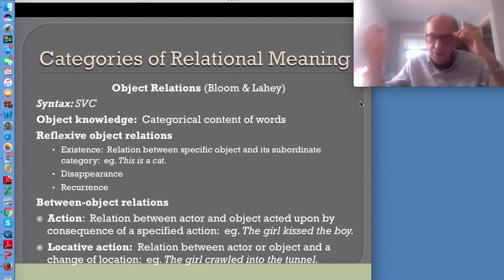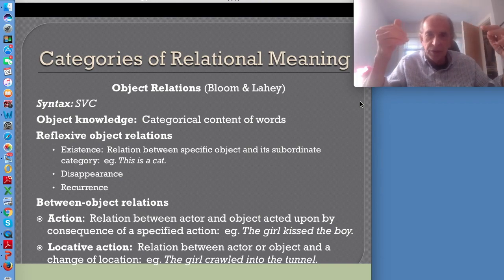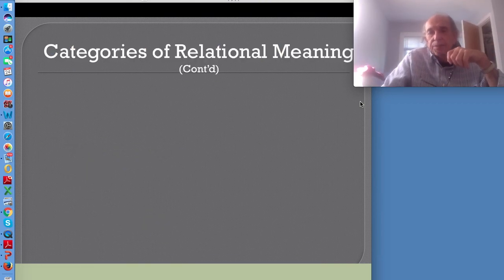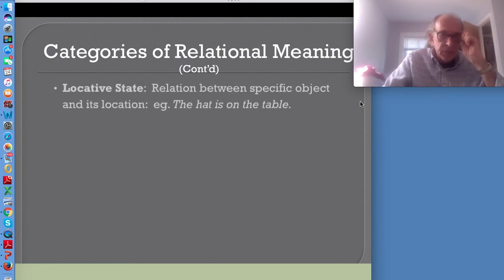Now again, the child can also express these content categories with fewer words. In incomplete sentences or phrases, the child might say crawled into the tunnel and leave the girl out, or kissed the boy. We'd still call that action or locative action. We are going to see how we do the analysis subsequent to this overview of the content categories.